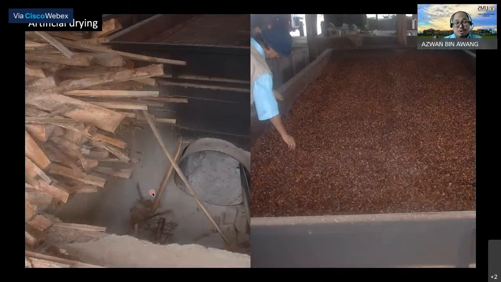Sometimes, of course, we have lots of rains. Artificial drying also can be done, whereby you bakar di bawah ni, and then they give you some heat. That heat helps in drying of the beans. But sometimes, because the smoke goes into the beans, it disturbs the flavor of the cocoa.